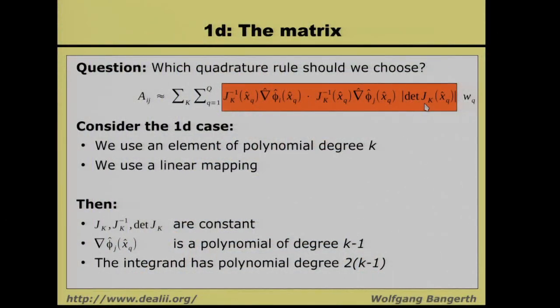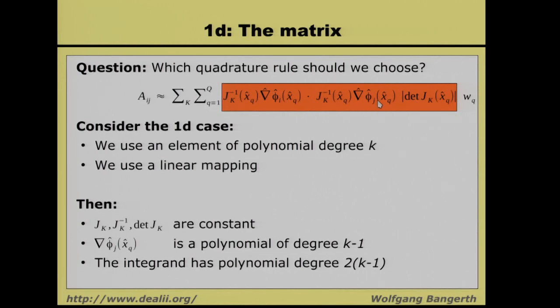If the mapping is linear, the Jacobian, that's the derivative of the mapping, is a constant. So it's a constant matrix, which in this case is a 1-by-1 matrix. Of course, the determinant of a constant matrix is a constant. The inverse of a constant matrix is also a constant. When I say constant, of course, I mean a constant on every cell as a function of x hat. So this term and this term are all constants.